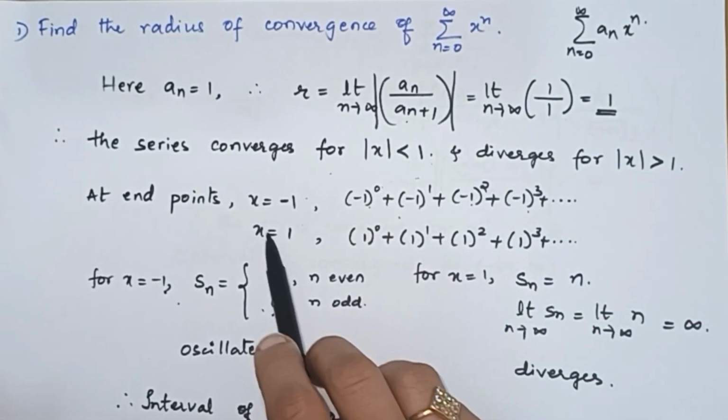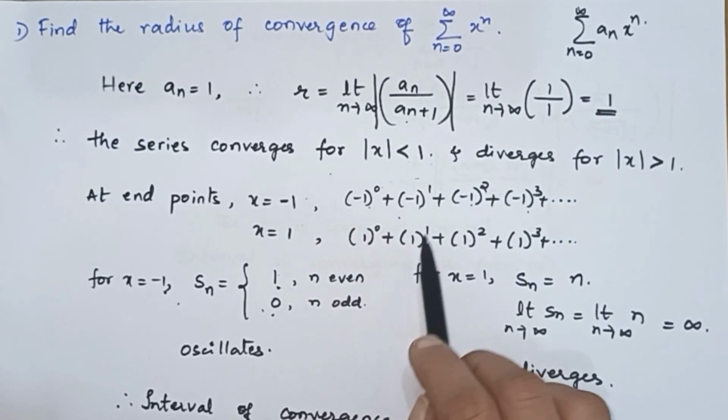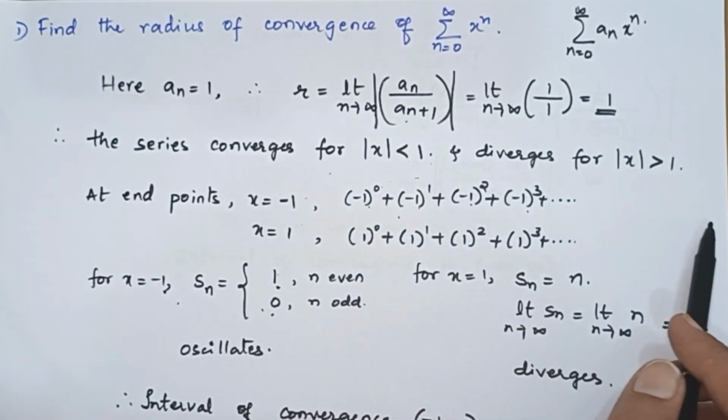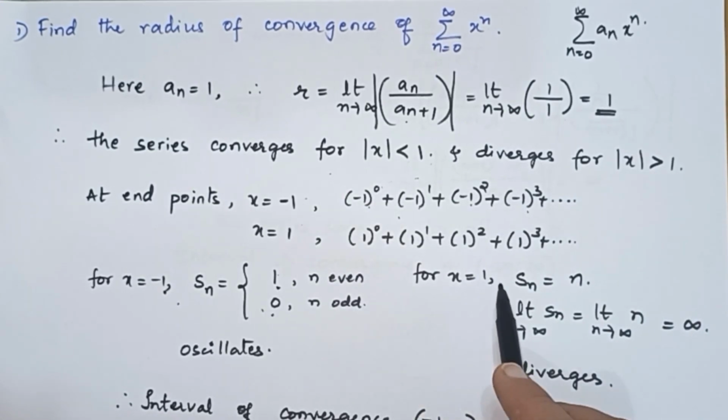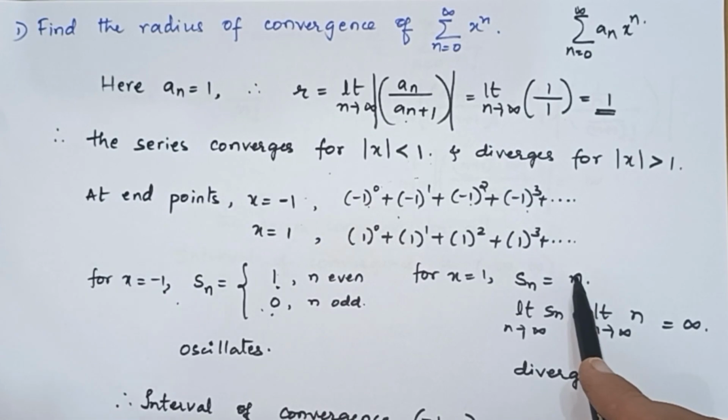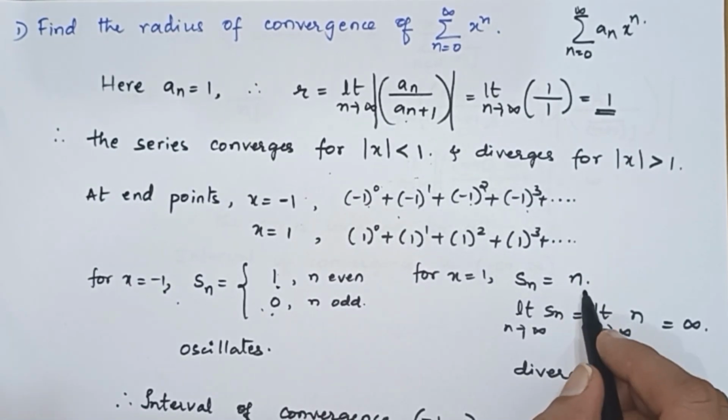Now consider when x equals 1: 1 to the power 0 plus 1 to the power 1, plus 1 squared, plus 1 cubed. 1 repeats in infinite terms. Therefore, for x equal to 1, Sn, the sequence of partial sums, is equal to n. The nth term of the sequence of partial sums is equal to n.